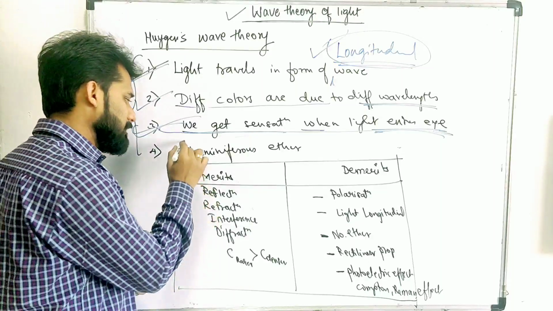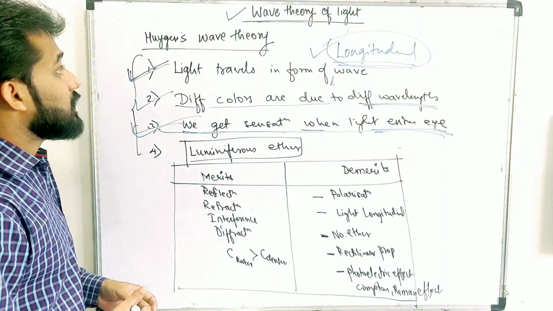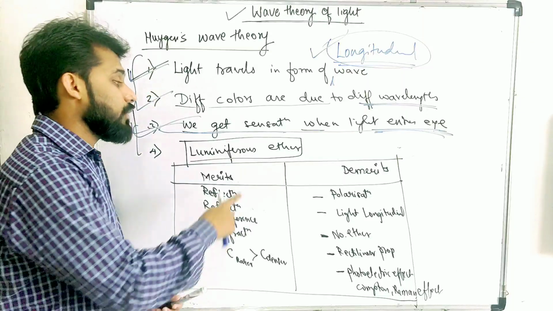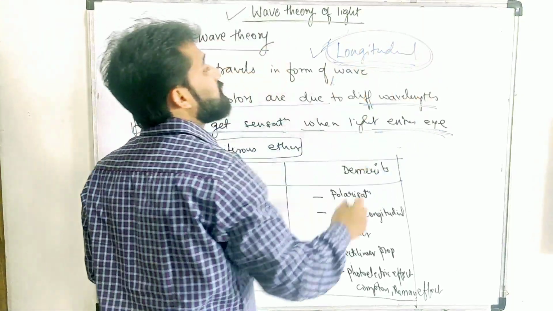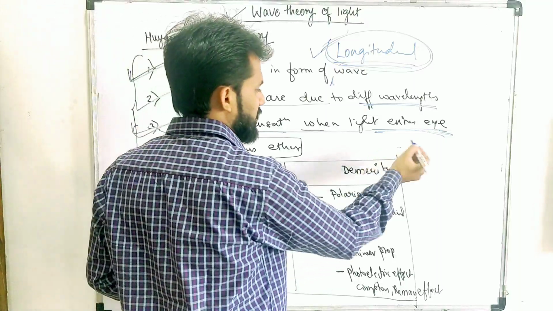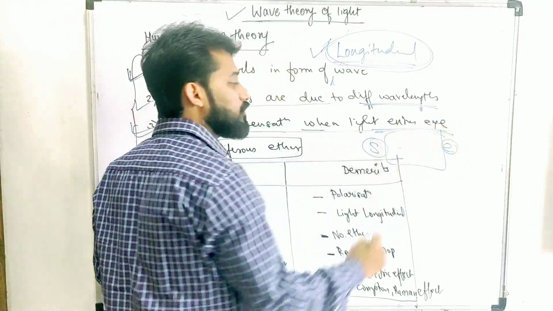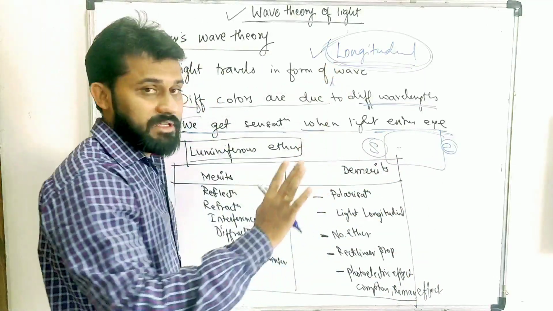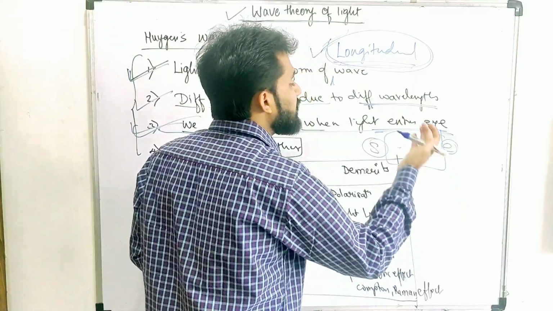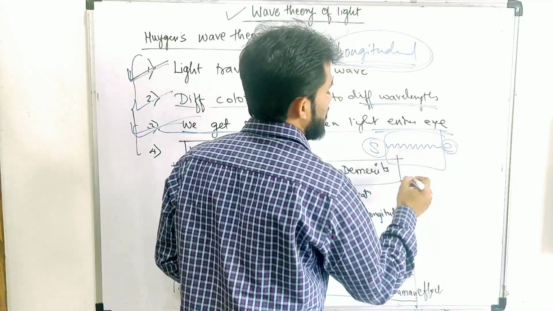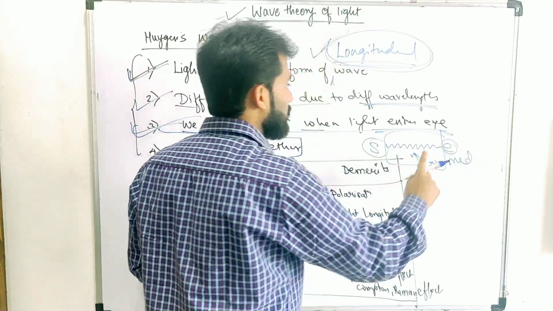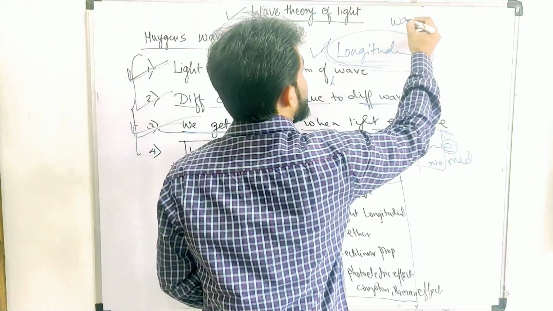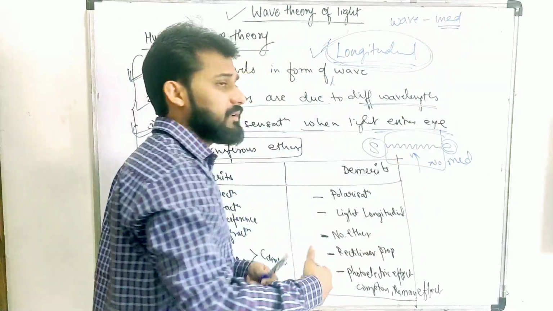And the fourth point was very important. At that time, other scientists asked Huygens, what if light is a longitudinal wave, then how can light travel in vacuum? For example, between the sun and earth there is vacuum, there is no medium. If light is a wave, then how can light travel from sun to earth, even though there is no medium? Because the understanding at that time was that matter or medium is compulsory for a wave. Without a medium, no wave can travel.